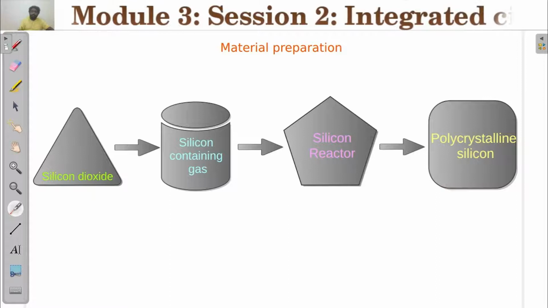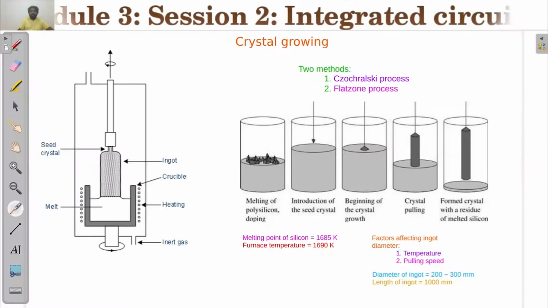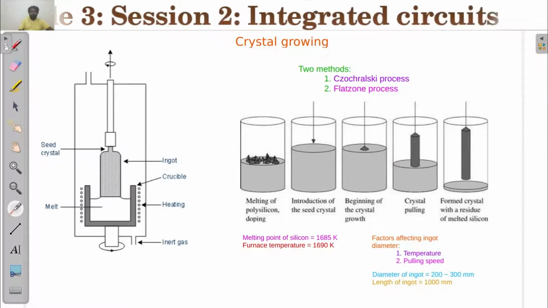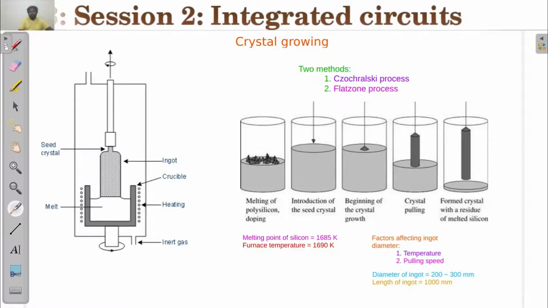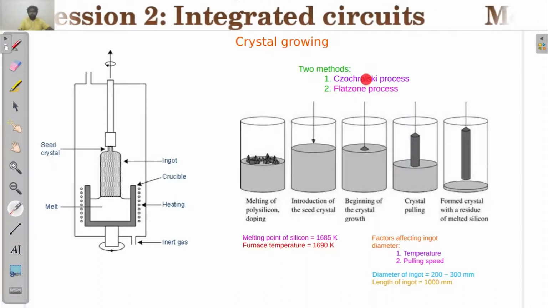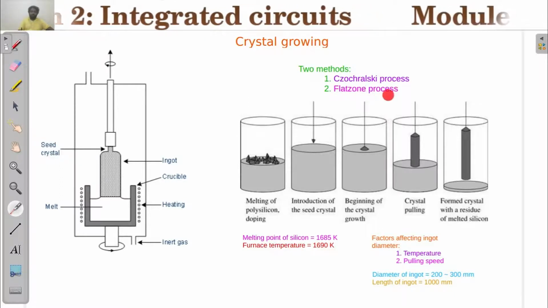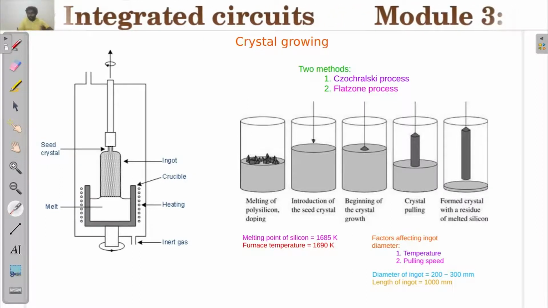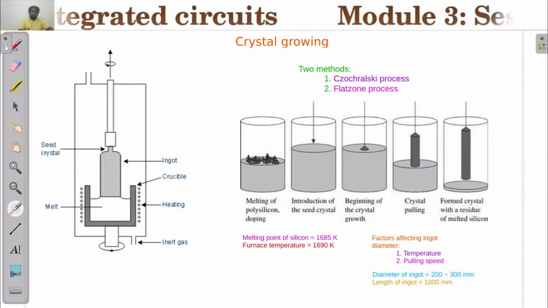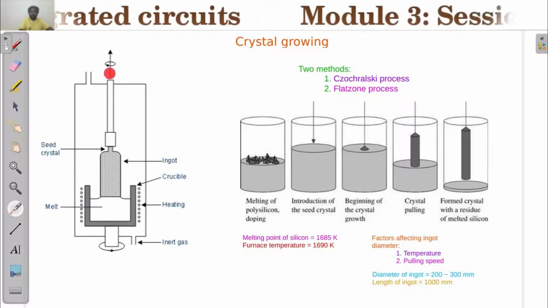So this is the material preparation stage. Now we go to the crystal growing stage. In the crystal growing stage, the process is called the Czochralski process, and there is another process called the float zone process. We will be focusing on the Czochralski process.